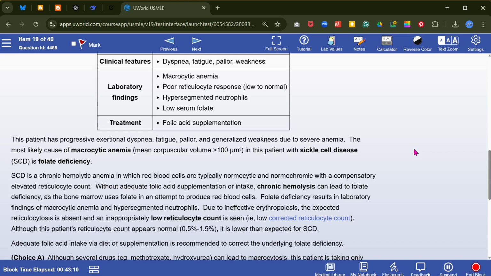Due to ineffective erythropoiesis, the expected reticulocytosis is absent and an inappropriately low reticulocyte count is seen. Although this patient's reticulocyte count appears normal, 0.5 to 1.5%, it is lower than expected for sickle cell disease. Adequate folic acid intake via diet or supplementation is recommended to correct the underlying folate deficiency.